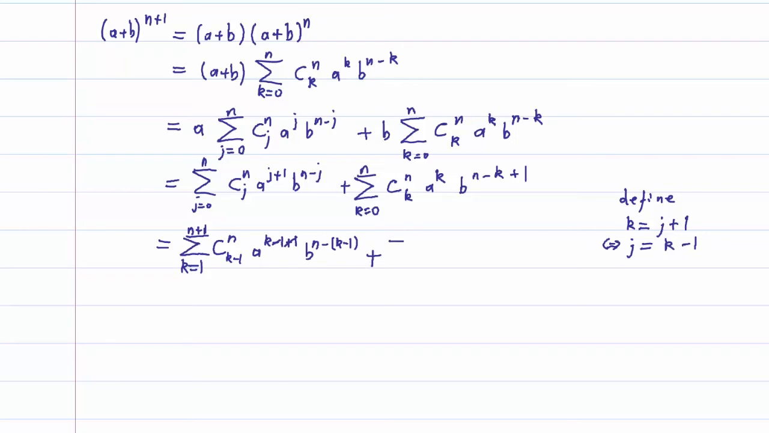Plus the sum, and here I won't change it, I will keep the k, k equals 0 to n of C(n, k) a^k, and I will rewrite b to the power of n minus k plus 1 by using b^(n+1-k). So I'm just grouping the n and the 1 together.